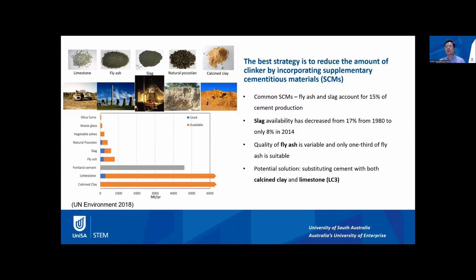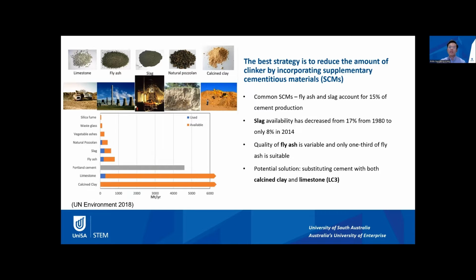The most effective strategy to reduce the emission of cement manufacturing is the utilization of supplementary cementitious material to achieve a partial clinker replacement. The most common cement substitutes are reactive byproducts from other industries such as slag and fly ash. Today, these two materials account for around 15% of cement production. Slag availability has decreased from 70% of cement production in 1980 to only 8% in 2014, and the quality of fly ash is variable, with only 1/3 of fly ash suitable for use in cement.